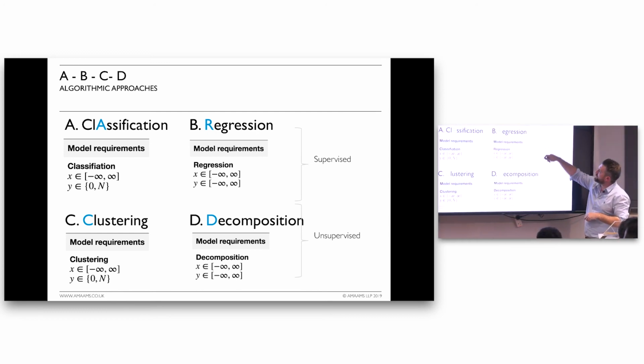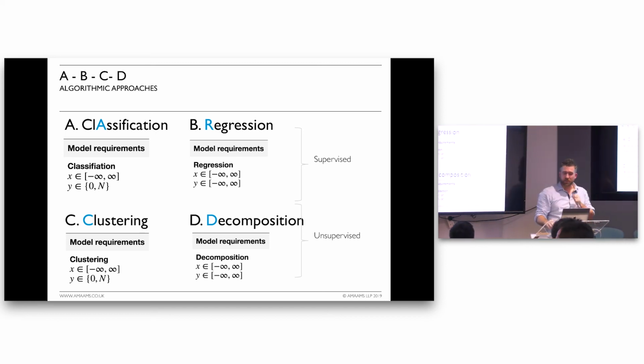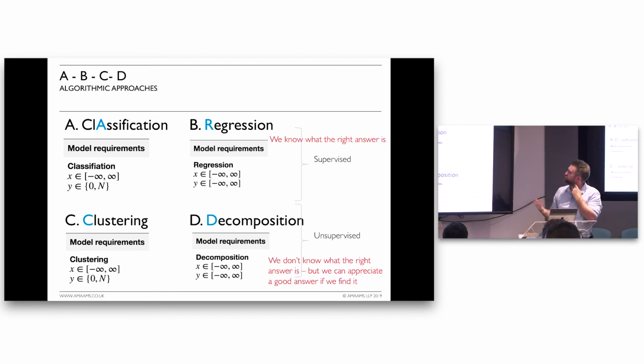So we looked at supervised learning and we looked at unsupervised learning, and mostly the examples I've given have been supervised. But just to reiterate something that we did in week 1, supervised learning is where we know what the right answer is. We know what we want, so we can force the algorithm to give us the answer we want.